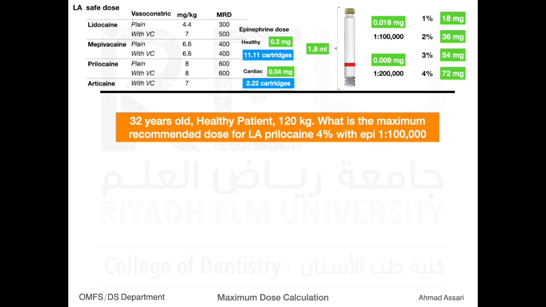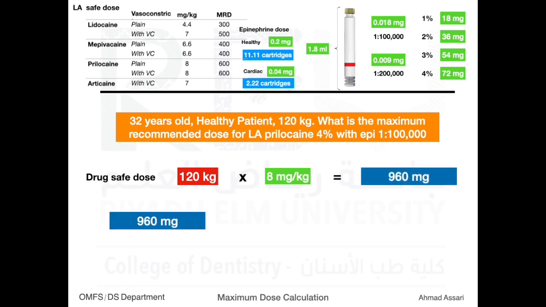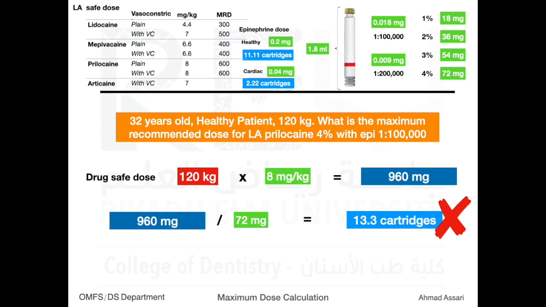One last example. 32 years old, healthy patient, weighs 120 kilograms. How will we calculate the maximum recommended dose for prilocaine 4% with epinephrine 1 over 100,000? As we do, 120 multiplied by 8, then dividing the 960 by 72, getting to 13 cartridges. However, that is also wrong. Can you find out why?